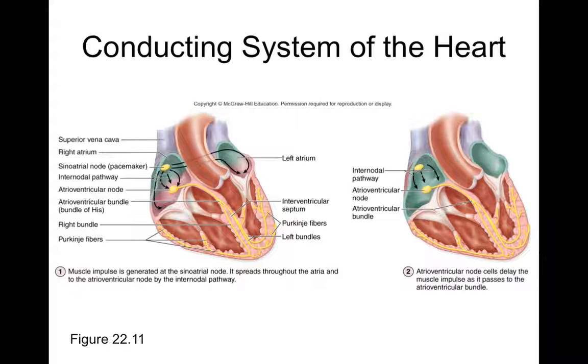internodal pathways. You can't say that without sounding like a huge nerd, right? Like internodal. Internodal pathways. But I embrace it. Why not? So SA node links up with the AV node by the internodal pathways.